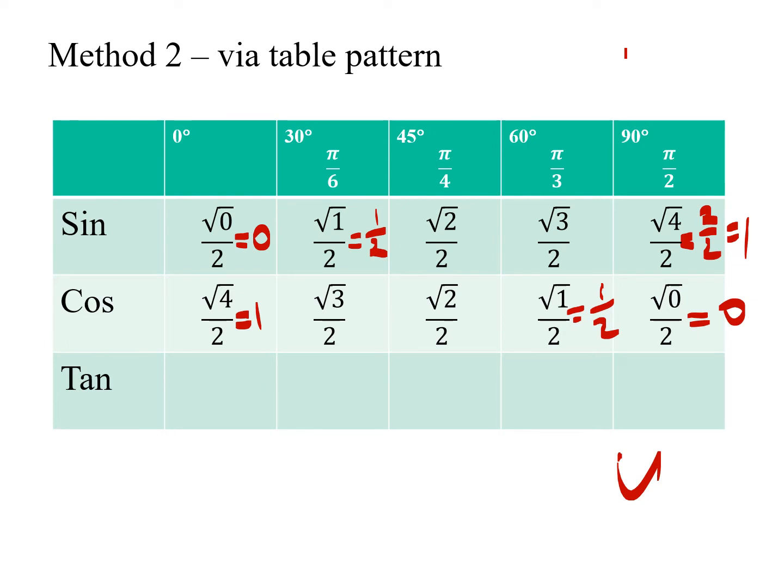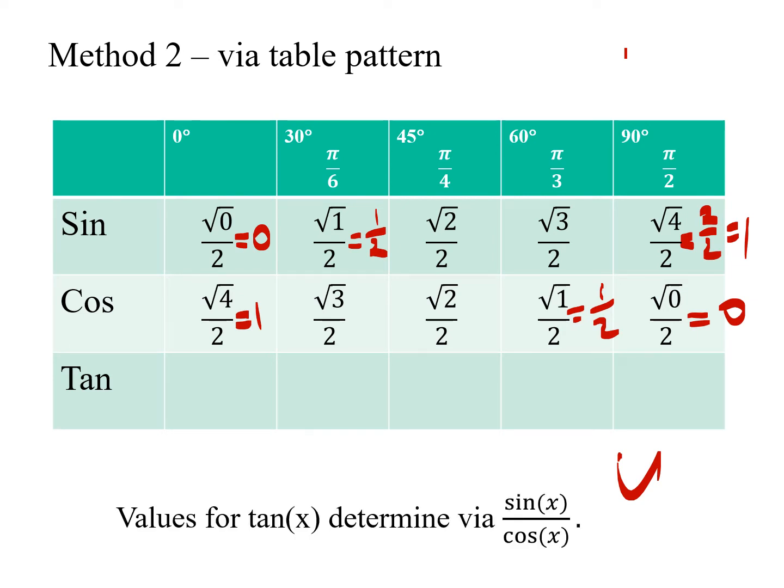So for tangent, you just take sine over cos. So 0 over 1 will be 0, and then half over root 3 on 2 will be just 1 on root 3, or you can say root 3 on 3. That's tangent of pi on 6. Tangent pi on 4, you take root 2 on 2 divided by root 2 on 2, which gives you 1. And tangent pi on 3, you take root 3 on 2 divided by 1 on 2, which gives you root 3. And then tangent pi on 2 gives you undefined, because it's 1 divided by 0.